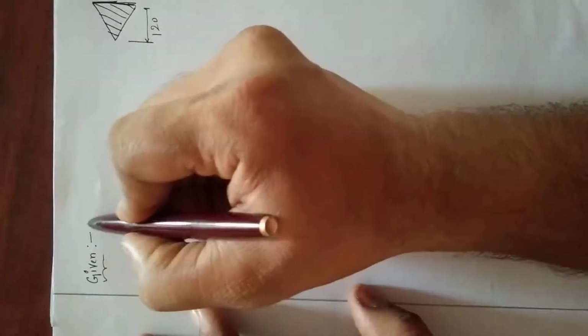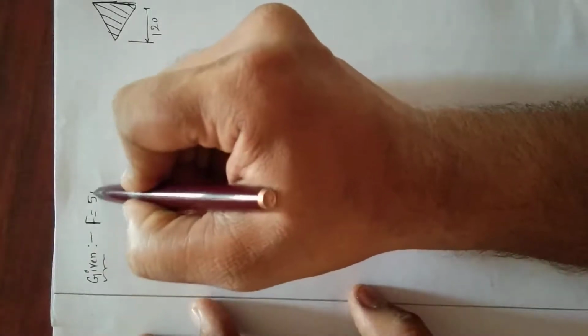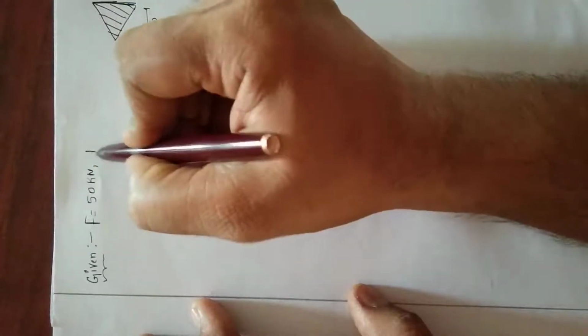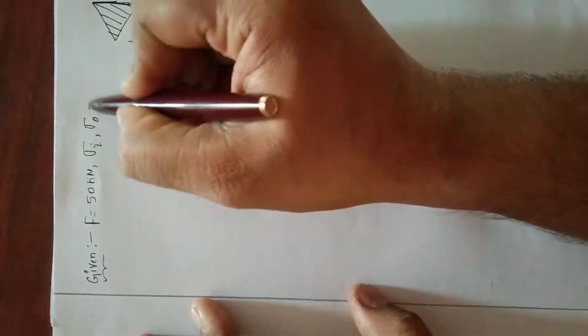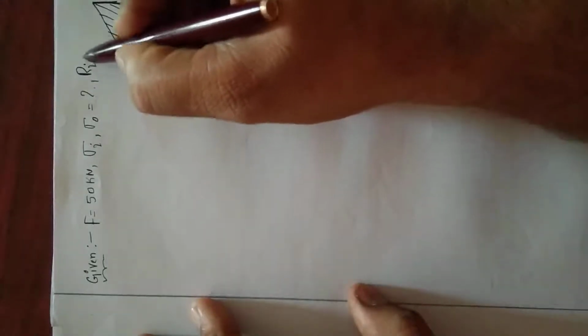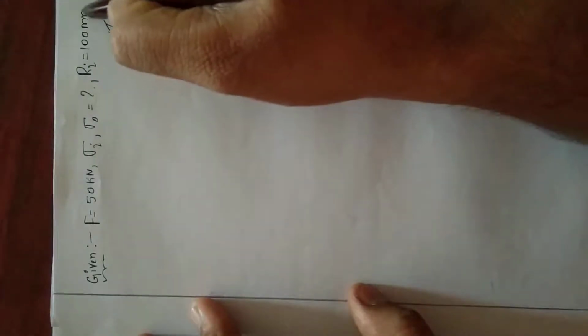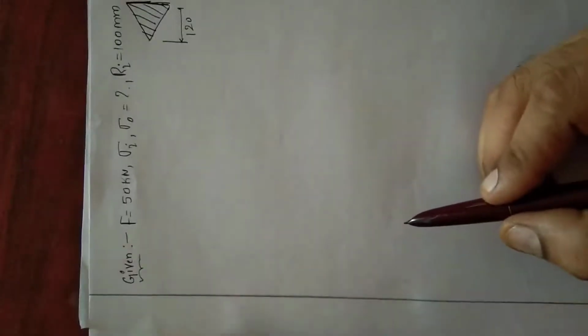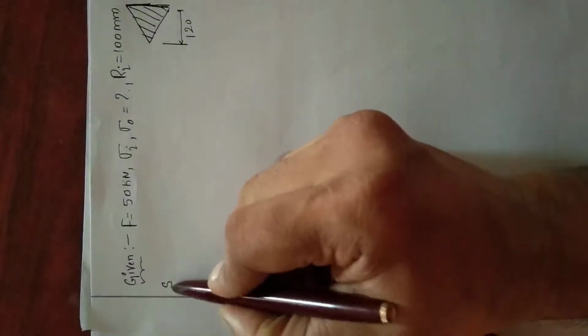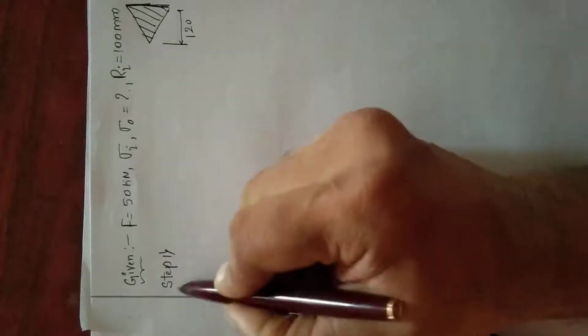The given load is 50 kilonewton, and we need to find the stresses sigma I and sigma naught. He has also given Ri, which is 100 mm. So what is step 1 here?